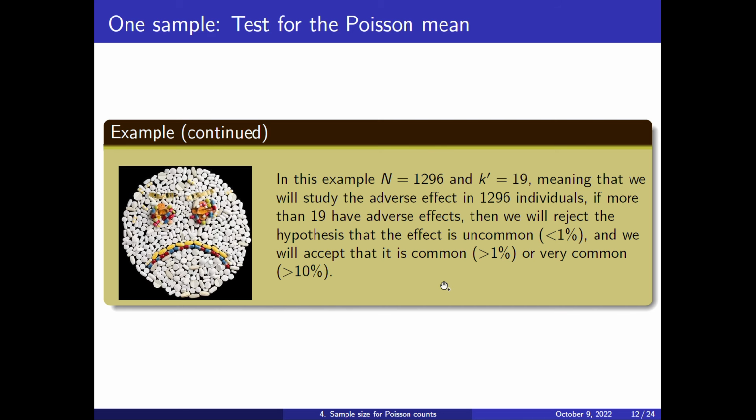And in this particular case we have to study 1300 people, and k prime, the critical value, is 19. So that means that we have to study 1300 individuals. If more than 19 have adverse effect, then we will reject the hypothesis that the effect is uncommon, and we will accept that it is common or very common.